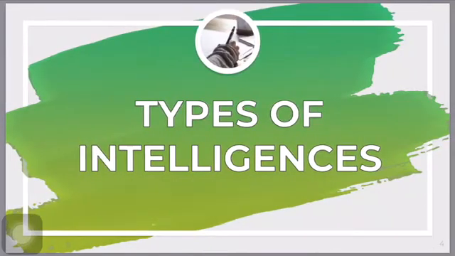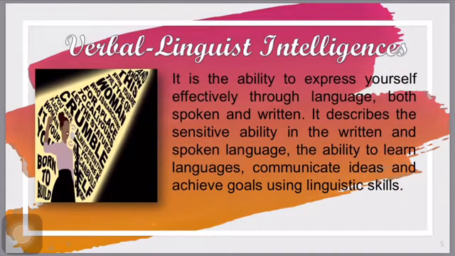First is linguistic intelligence. It is the ability to express yourself effectively through language, both spoken and written. Linguistic intelligence is the ability to think in words and to use language to express and appreciate complex meanings. It allows us to understand the order and the meaning of words and to apply meta-linguistic skills to reflect on our use of language.